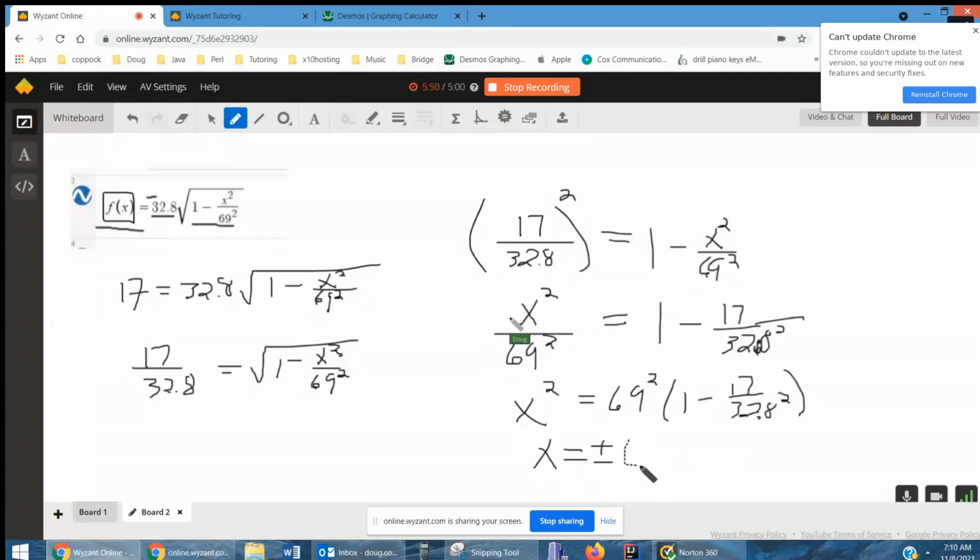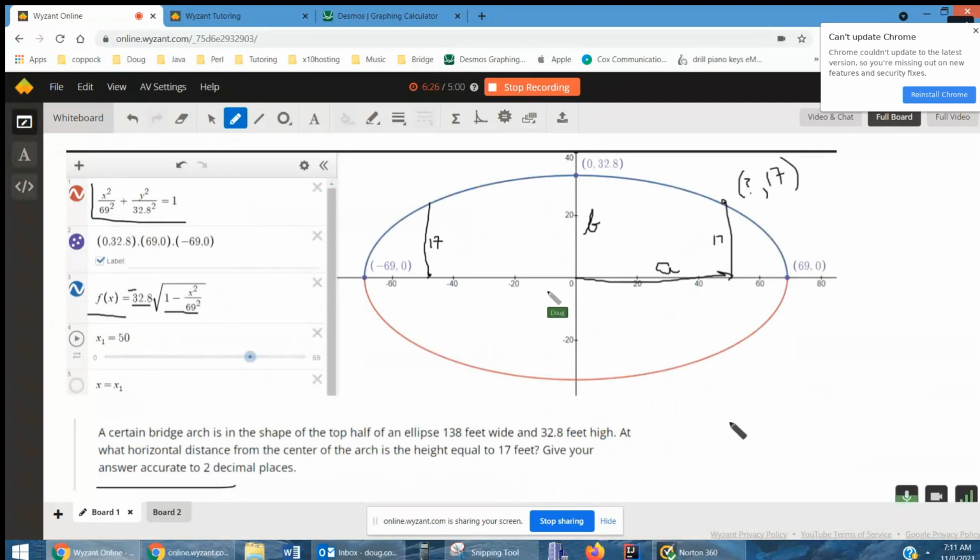So the square root of 69 squared is 69. The square root of this is the square root of 1 minus 17 over 32.8, the quantity squared. Okay, there you go. You can do that on a calculator. You'll see you get 59.009, accurate to 2 decimal places, 59.01. Okay, there you go.